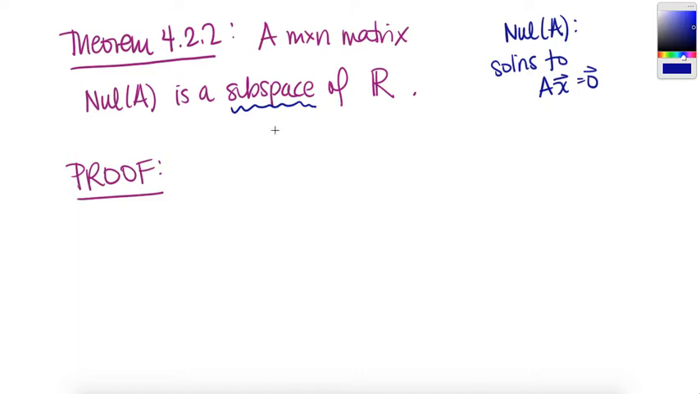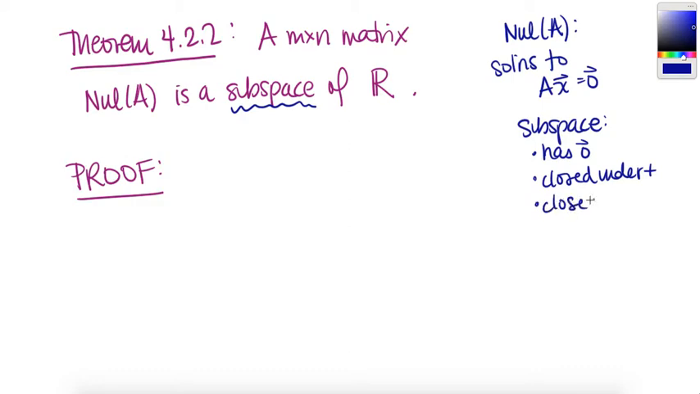First thing was that 0 is in there. Second thing was it's closed under addition, and it's closed under scalar multiplication. So it has to have the 0 vector, has to be closed under addition, and has to be closed under scalar multiplication.